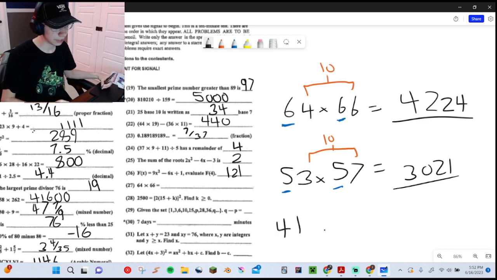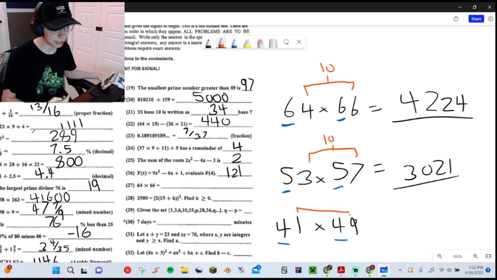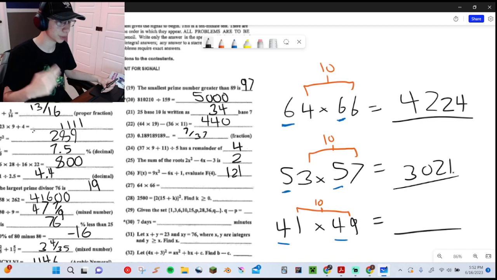Let's do 41 times 49. Let me check my conditions. The tens digits are the same. And these ones digits do add up to 10. So we can do my trick. It's not my trick, I didn't discover it. We can do the trick.